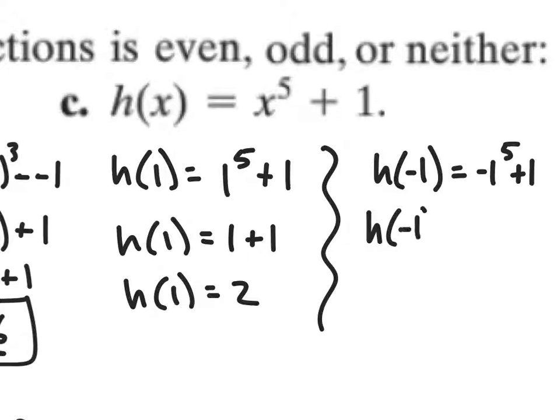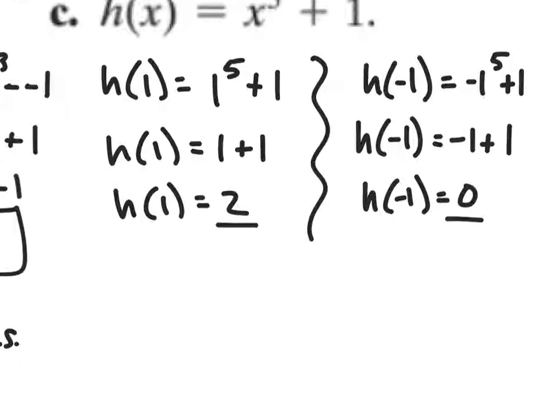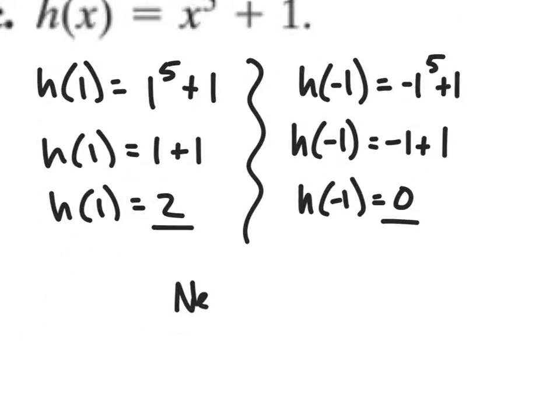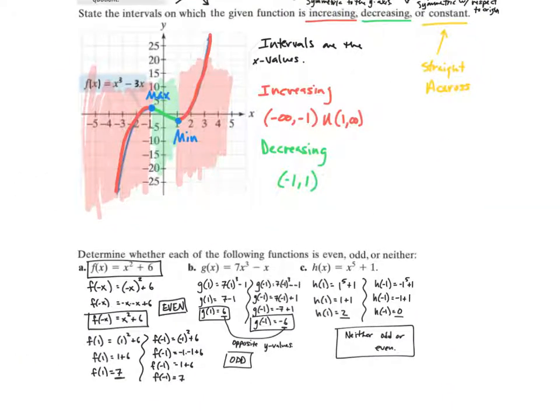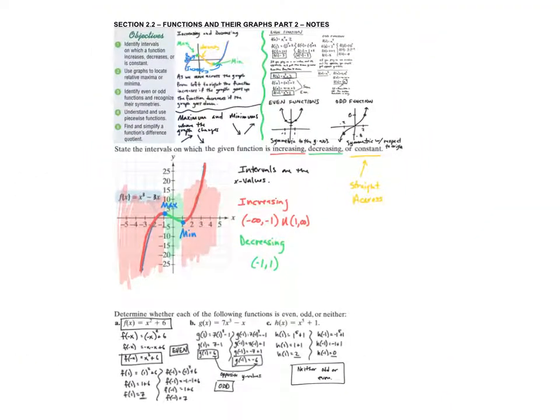Now h of negative 1, all right, so negative 1 to the 5th, if I'm raising it to an odd power, it's going to remain negative. So I get negative 1 and then plus 1. So h of negative 1 is equal to 0. So because these are not opposite, nor are they the same, this function is neither odd nor even. And that's the answer on that. All right, so hopefully that makes a little bit of sense. Let's go to the next one.